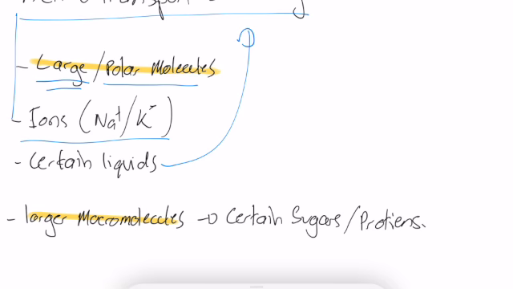They require an energy input. So certain sugars, certain proteins require that energy to be brought into the cell.